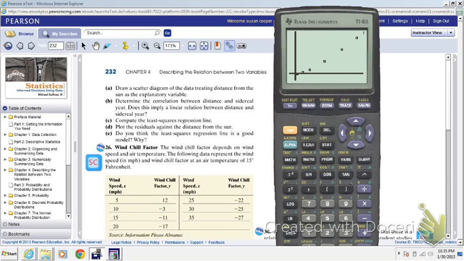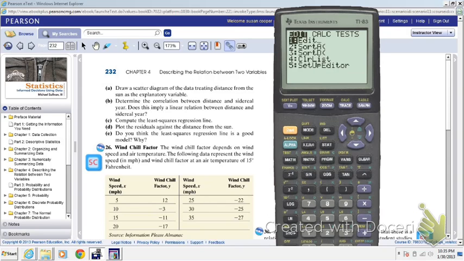So, aha, I see it looks like a very strong linear relationship. Just by guessing, without even running it, I'm thinking, I don't know, 0.97 something for the correlation coefficient. But strong positive association is what we could say for starters. Okay. Then in part B, it says determine the correlation between distance and sidereal year. So that basically means get little r, the correlation coefficient. All right, let's do that.